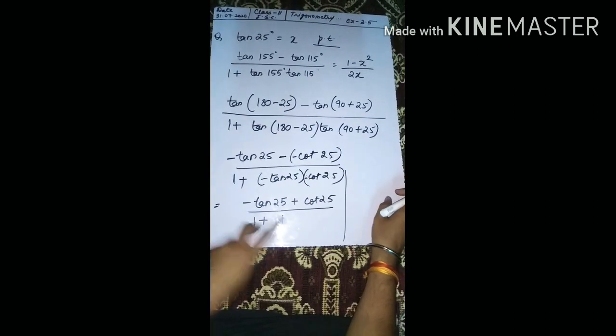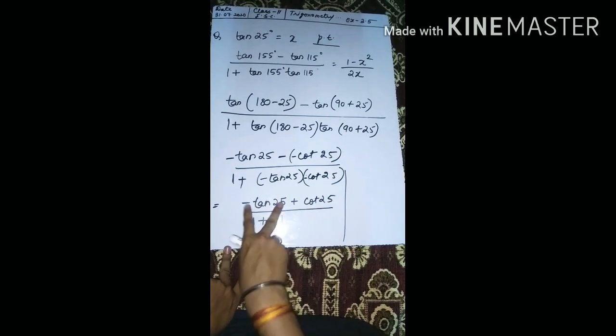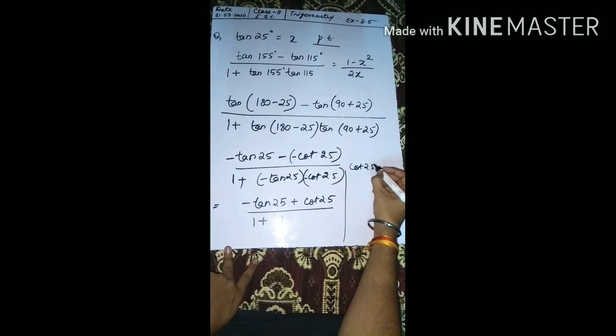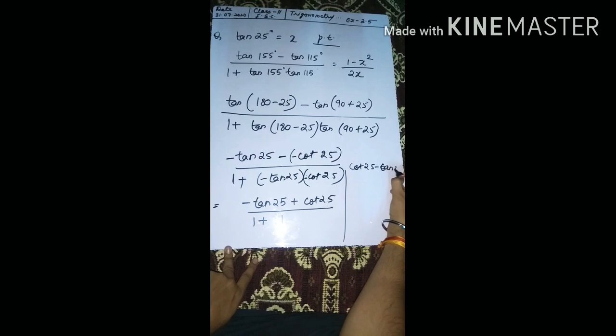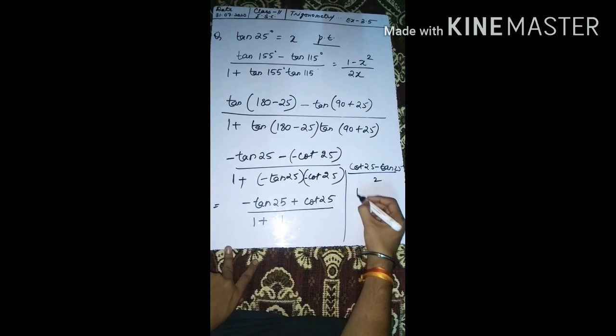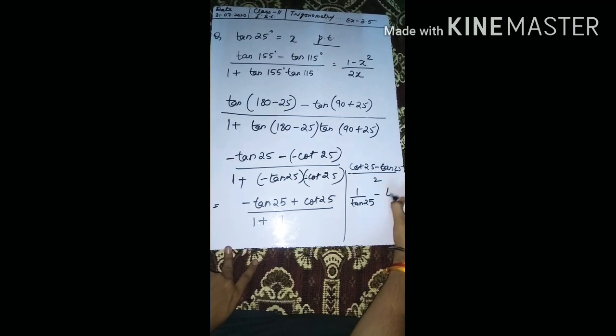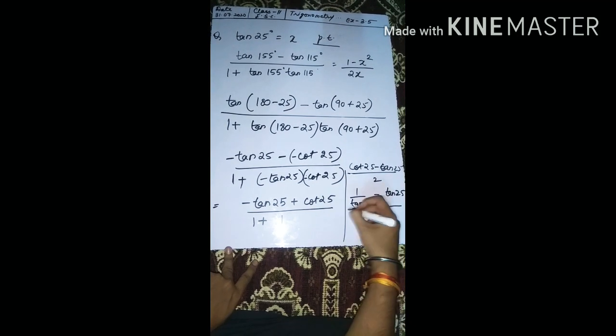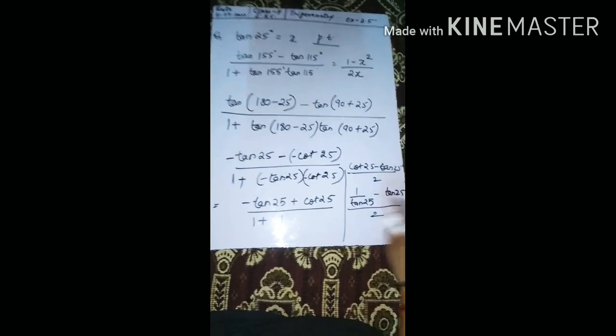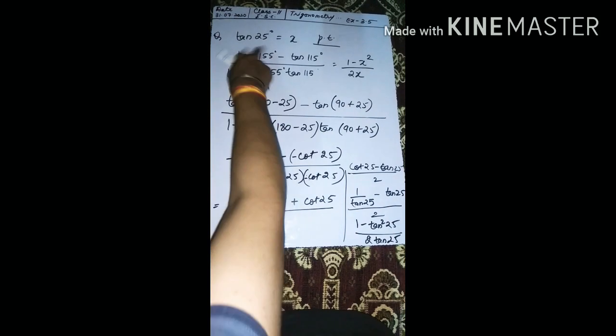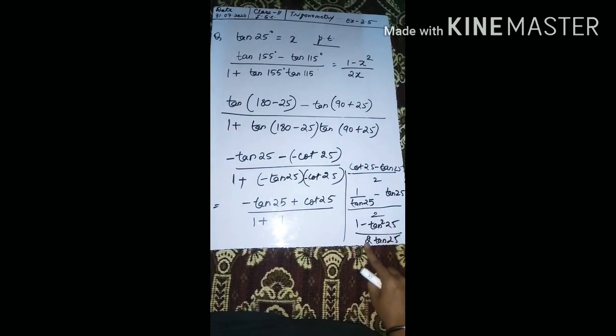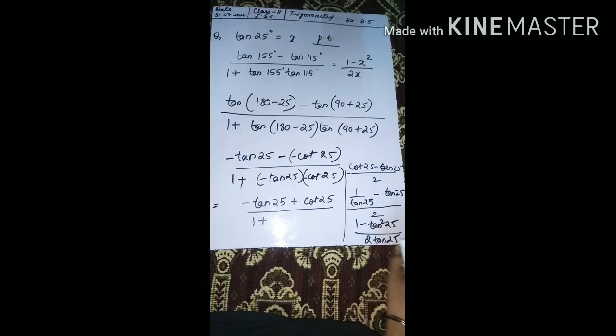Then this tan 25, we can write this cot 25 minus tan 25, rearranging it upon 2. Cot 25 can be written as 1 upon tan 25 minus tan 25 whole upon 2. Okay, then take the LCM. Tan 25 into tan 25 will be tan square 25 upon 2 tan 25. Now you have tan 25 as x, so 1 minus x square upon 2x, hence proved. So like this we have to do this.